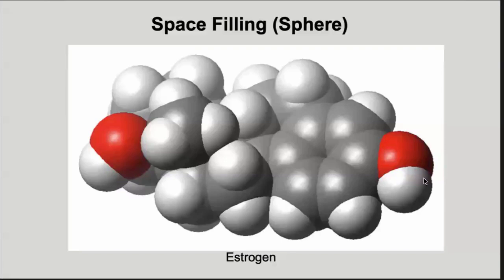The oxygen is overlapping with the hydrogen because the oxygen and the hydrogen are sharing electrons. So we use the van der Waals radius to represent the diameter of the atoms, but they always overlap if they're bonded to one another.